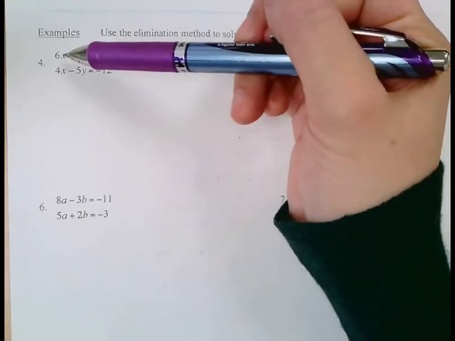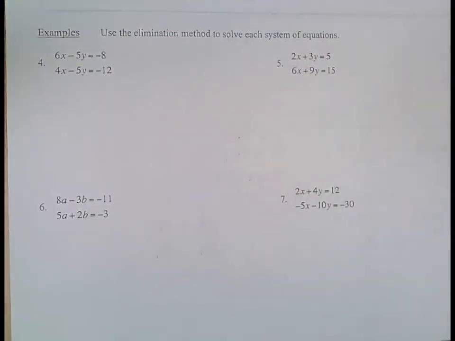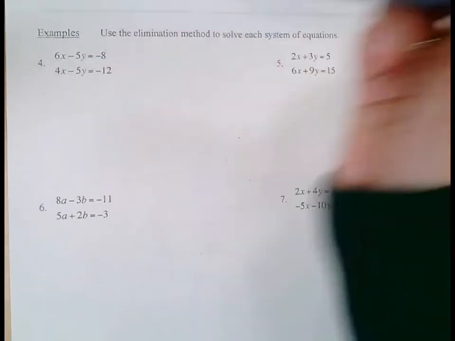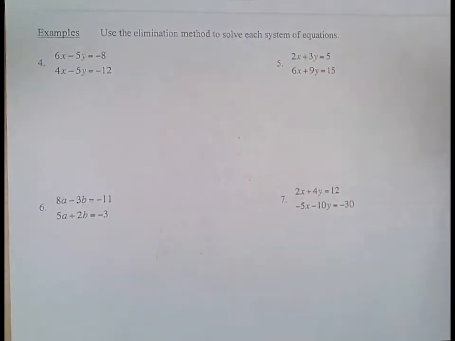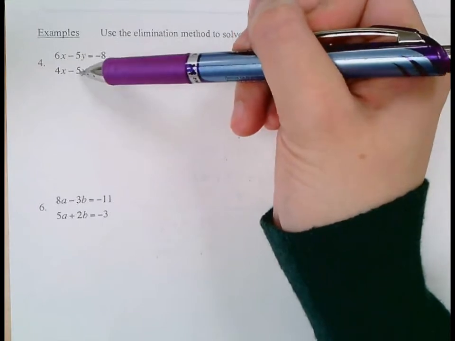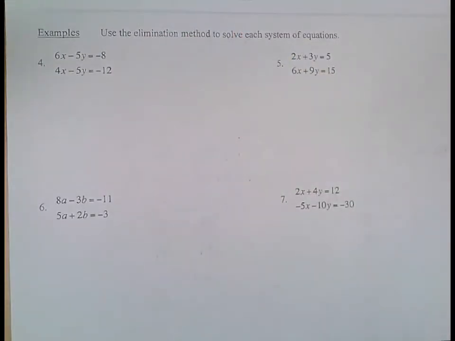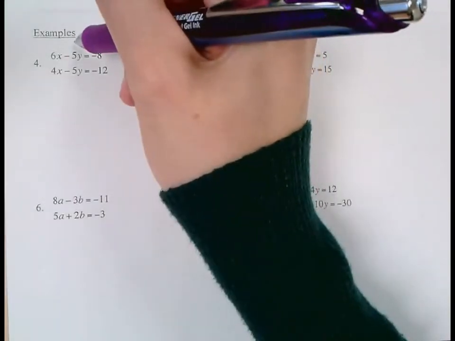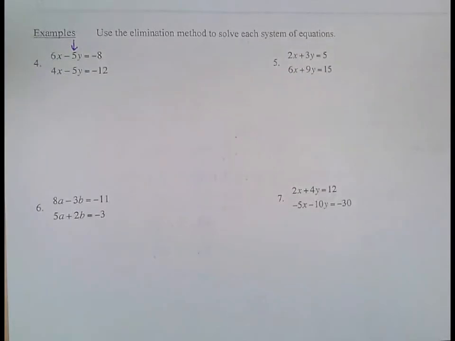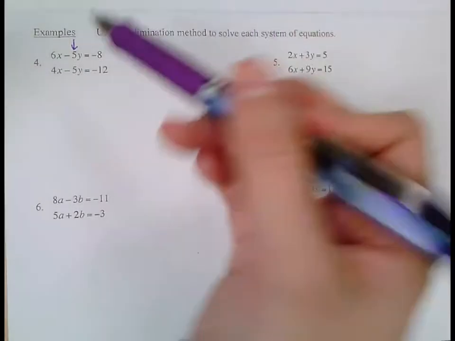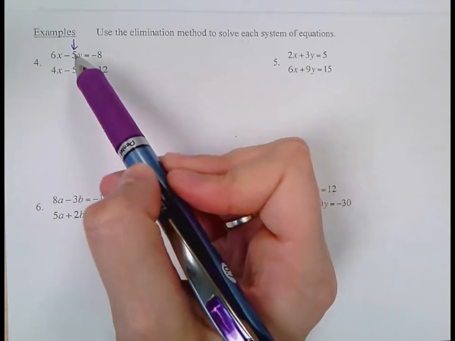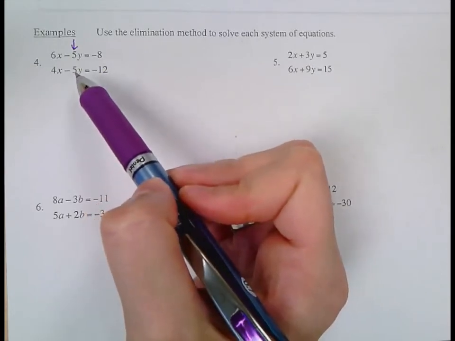Second thing I look for is, do any of my variables have opposite terms already? So positive 6x and positive 4x are not opposites. They don't add to be 0. Negative 5y and negative 5y are also not opposites because they don't add to be 0. However, they're very close to being opposites. In order to be opposites, one of them would just need to be positive. So what I'm going to choose to do is I'm going to choose to eliminate the y's, and I want one of these to be positive 5y.